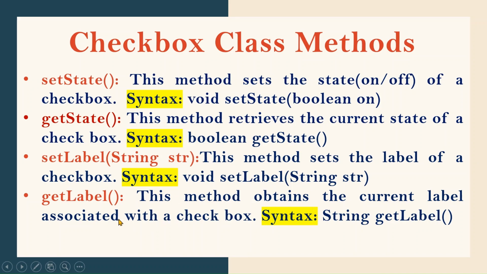Similarly, if you want to extract the label that is already there for a checkbox, then you can go for the get label method. This method obtains the current label associated with a checkbox. So the syntax is the get label method, but it returns a string. Whatever you are setting here will be returned.